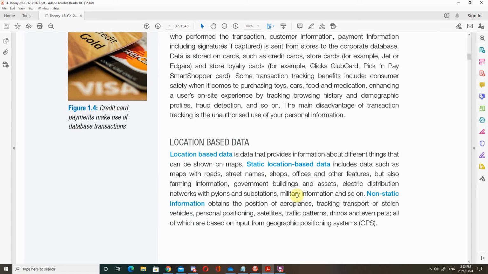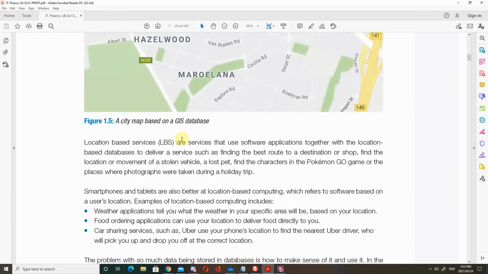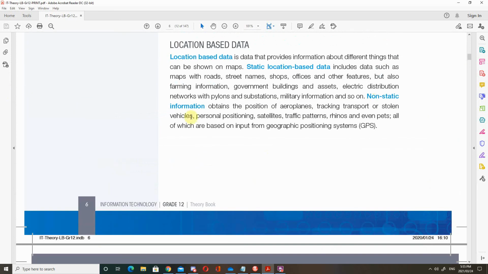Location-based information. Location-based data is data that provides information about different things that can be shown on maps. Static location-based data includes data such as road maps and all those things. Non-static contains positions of aeroplanes, tracking transport, stolen vehicles, so everything that moves. Alright, so location-based services. They talk about the Pokemon Go game, where specific locations will have specific Pokemon, but it will have the non-static information, which is where you are and where you've been moving to, and it will have the static locations of where certain buildings are and so forth.